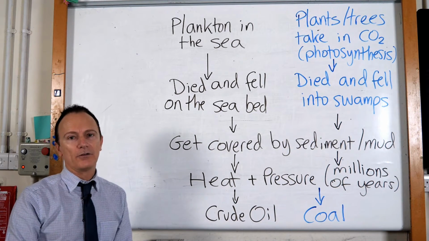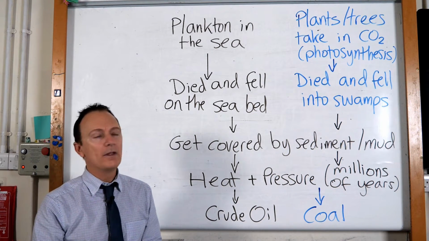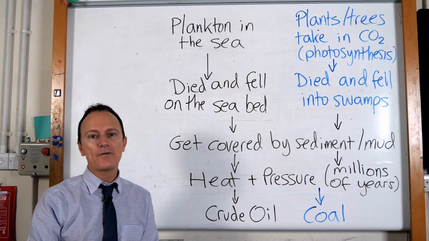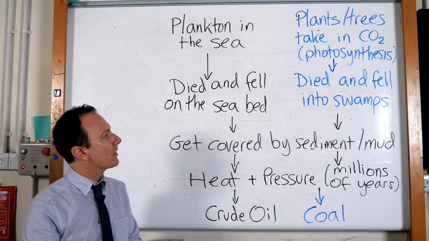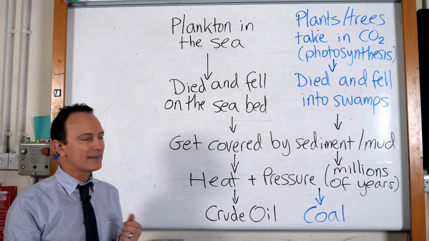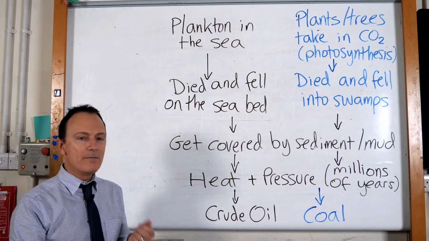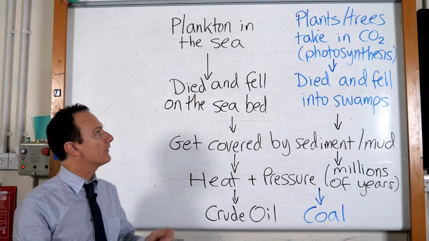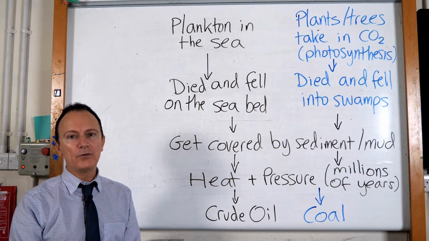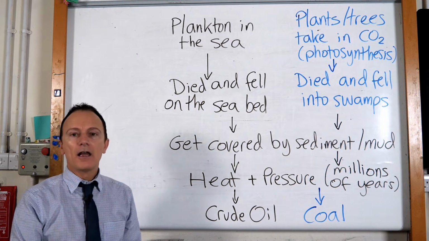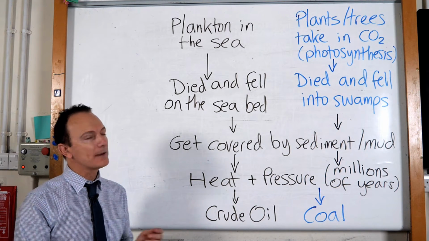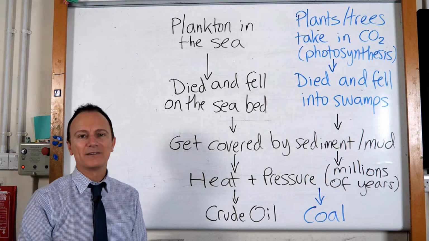plankton into crude oil. Whereas with coal, that started out as plants and trees that were taking in carbon dioxide as they were photosynthesizing millions of years ago, and when they died, they fell into swamps. Again, they got covered by sediment such as mud, and over millions of years, the action of heat and pressure turned those plants into coal. So although they're both fossil fuels, and there are some similarities, crude oil started out as plankton in the sea, whereas coal started out as plants and trees that lived around swamps.